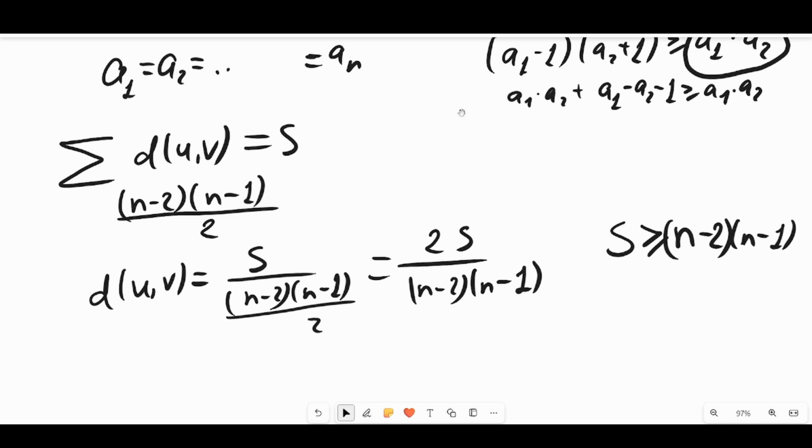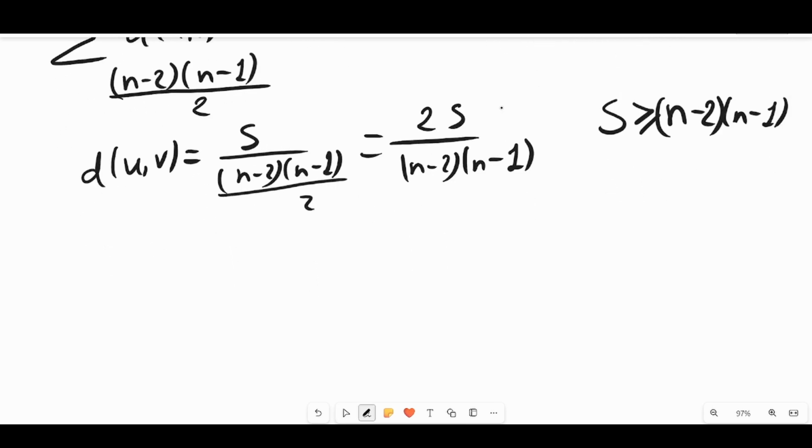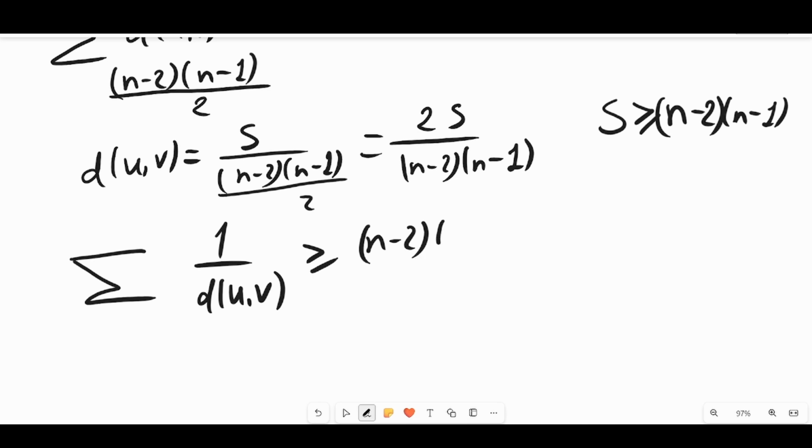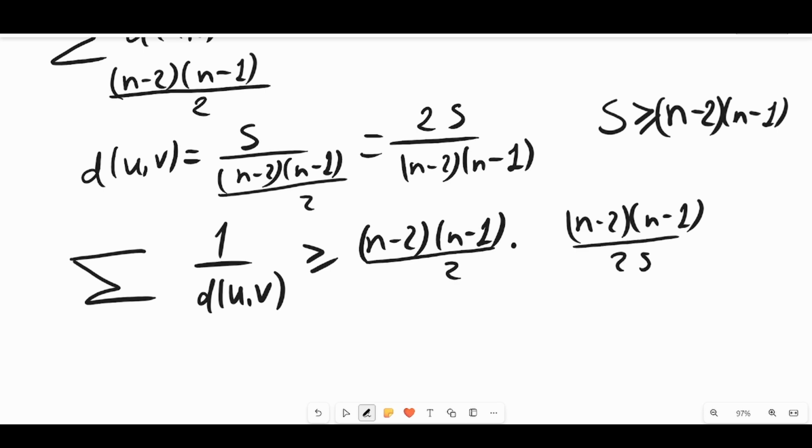And in this case, we can see that the sum of the reciprocals, 1 over duv, this would be greater or equal to (n minus 2) times (n minus 1) over 2, this is the total number, times (n minus 2) times (n minus 1) over 2 times S, because this is the reciprocal of 1 over duv, and this is the total number. So this equals (n minus 2) times (n minus 1) squared over 4 times S.